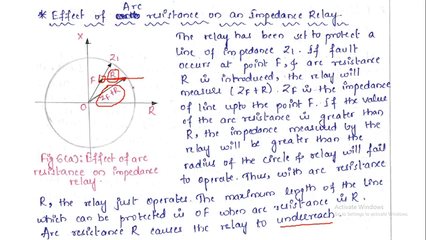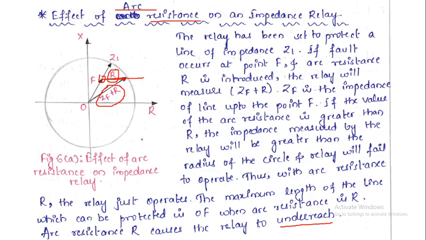But because of the presence of arc resistance introduced into the fault, if the arc resistance value is more, the characteristic goes beyond the protective region. The fault location is going beyond the protective region, so the relay is not going to operate. This arc resistance makes the impedance relay act as an underreach. Though it has an operating range up to Z1, it restricts its protection up to OF only. Beyond F it is not going to operate.